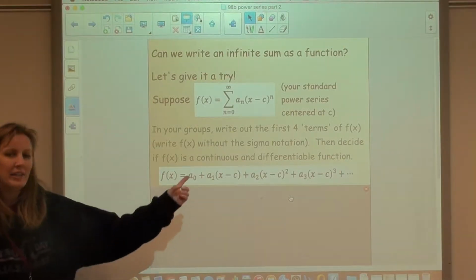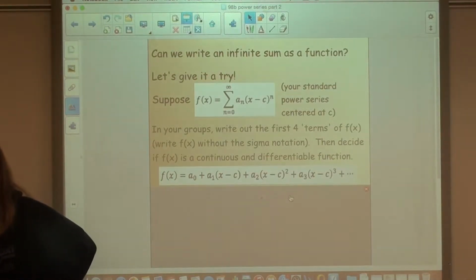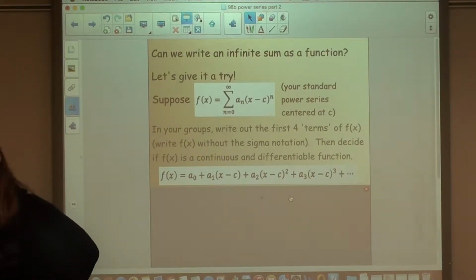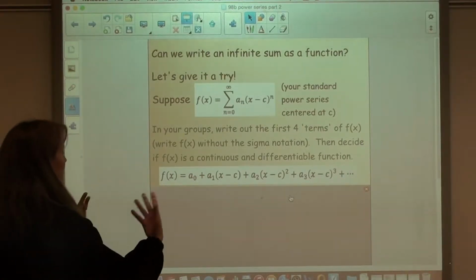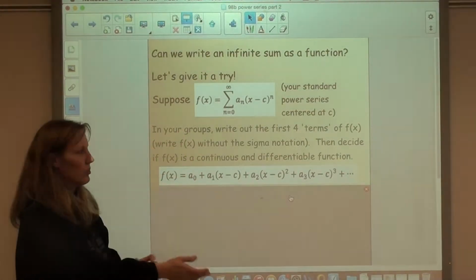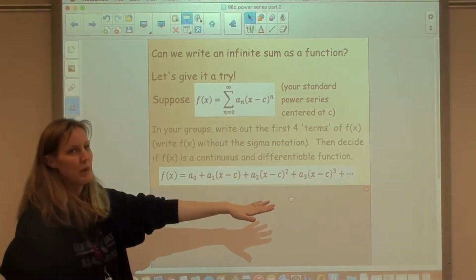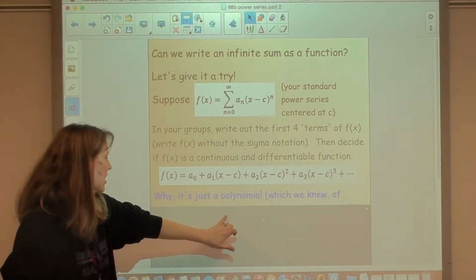Hey, what kind of a function is this? Okay, it's like a Taylor polynomial. It's a polynomial, right? This is a polynomial. In section 9.7, we learned how to take something and write it as a Taylor polynomial. Now we're going to take a Taylor polynomial and write it as a sum. So we're going to kind of go a little bit backwards. But we're just going to call these polynomials. Alright, so it's just a polynomial.